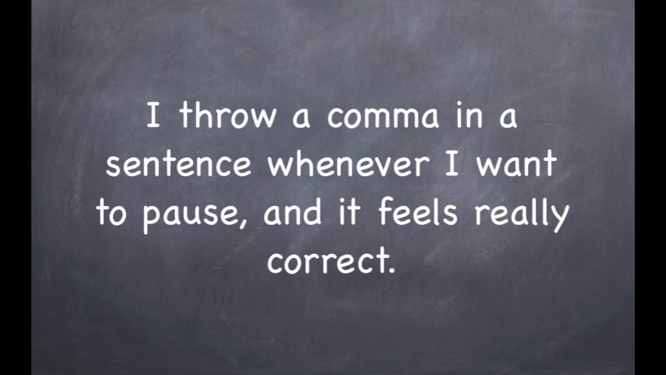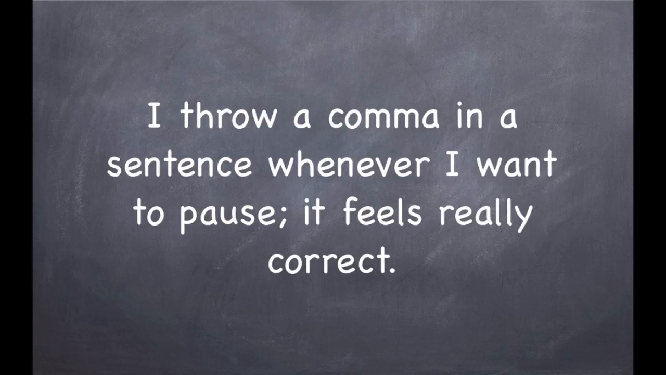Okay, so you're using comma splices a lot, but how do you fix them? One way you can fix them is by adding a conjunction in the middle of the two sentences to merge them. So the previous sentence we talked about, I throw a comma in a sentence whenever I want to pause, and it feels really correct, would be a solid sentence at that point.